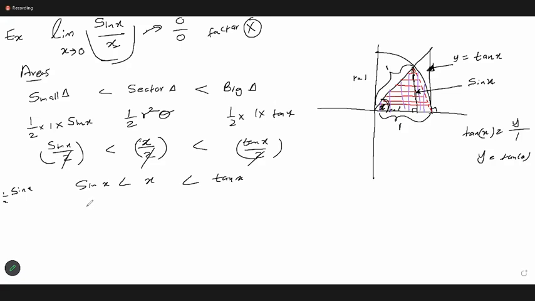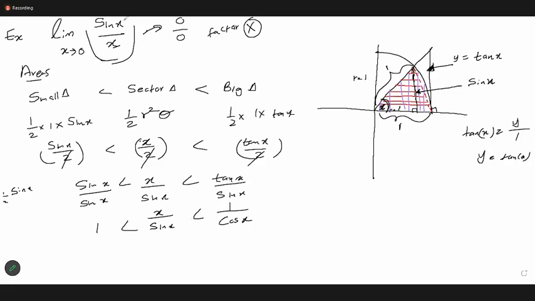Okay, that means sin x over sin x, x over sin x, tan x over sin x. So sin x over sin x, I can write 1 here, x over sin x, right? Tan x over sin x. What is the simplified version of this? Tan x means sin x over cos x. Again, divide by sin x means you can remove the sin x, then the remaining is 1 over cos x. Right, now we are here.